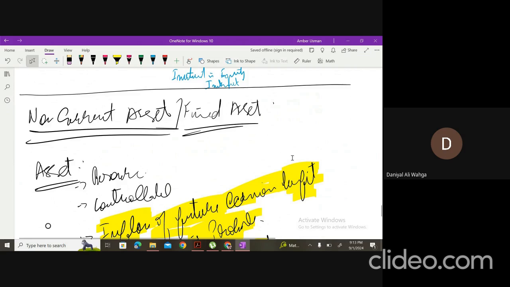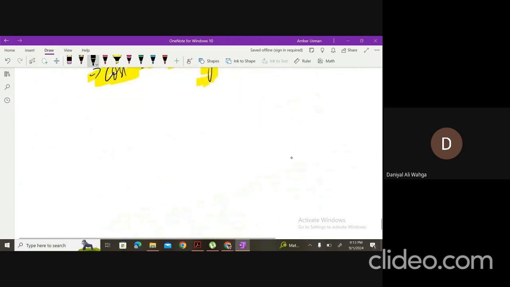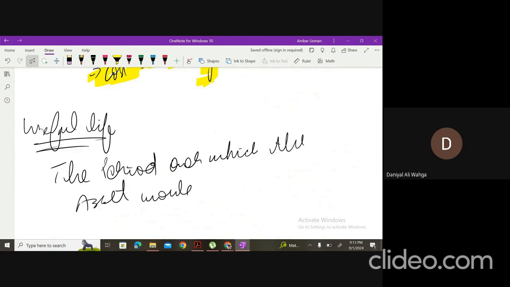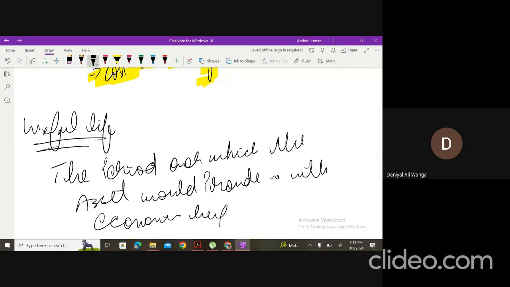Sir, what is a useful life? It's a very simple thing. What is a useful life? Useful life is basically the period over which the asset would provide us with economic benefits. Okay. All right.